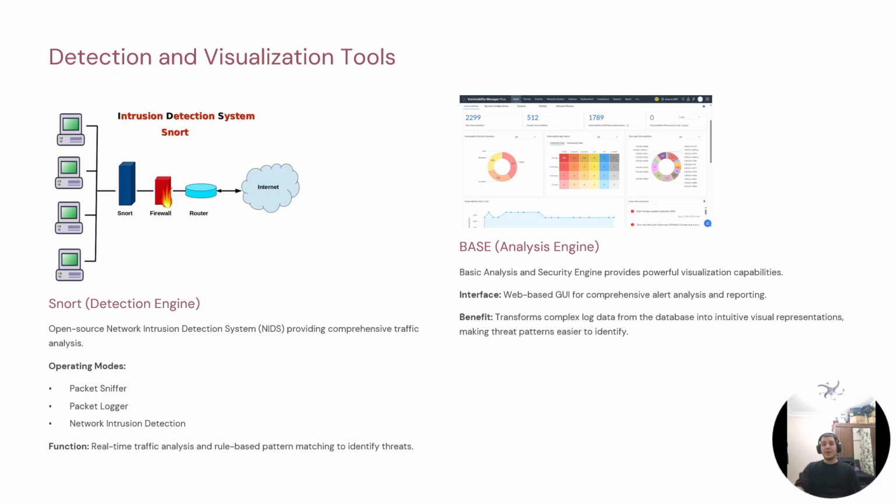If a packet matches a known threat, Snort triggers an alert, but raw logs are difficult to interpret efficiently. This is where BASE comes in. BASE stands for Basic Analysis and Security Engine. Its function is a web-based graphical interface. It takes the complex data generated by Snort and visualizes it, allowing administrators to spot attack patterns instantly rather than reading through thousands of lines of code.